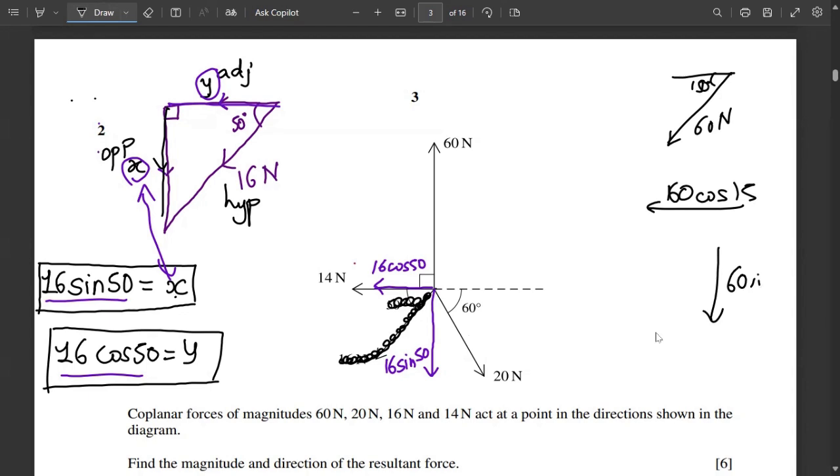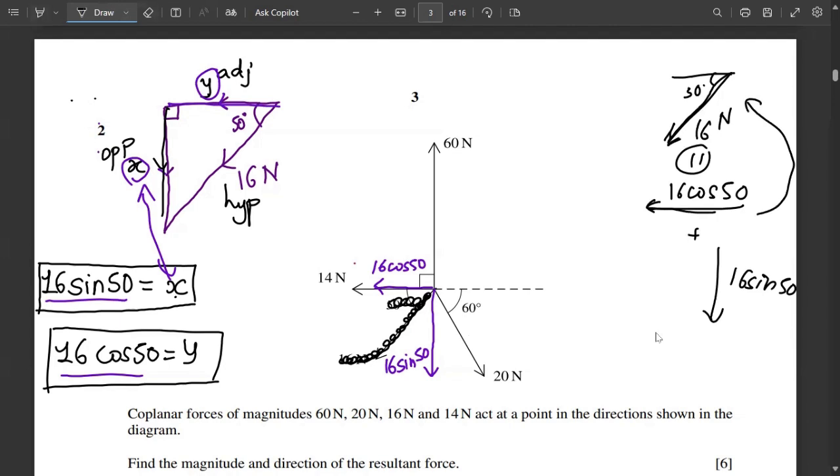Sorry, this should be 16. One second, let me rewrite it. So this force originally was 16 Newton. This was 50 degrees. So that means 16 cos 50 and 16 sin 50 is equivalent to this force. The only difference is this is a single arrow and this is the combination of two arrows, but it will mean the same thing. So now I have resolved this.